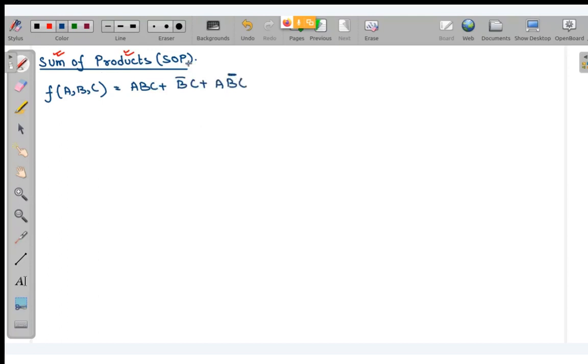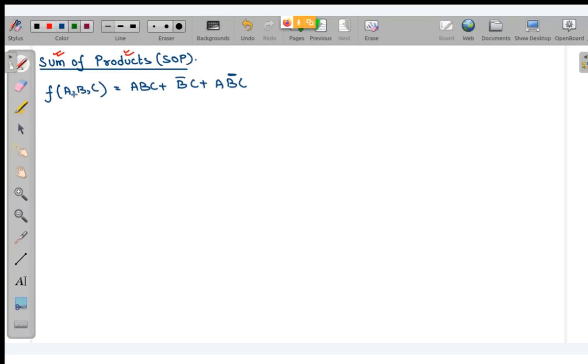Please tell me up to this point, have you understood? Now this is very important. Till the end, this is going to stay with you, SOP and POS. If any doubt, please let me know. Any doubts, anyone? Okay, fine.